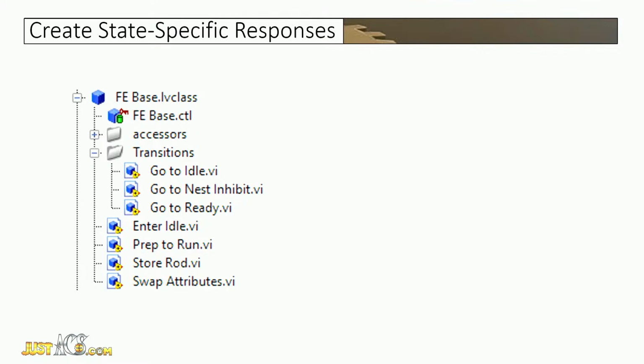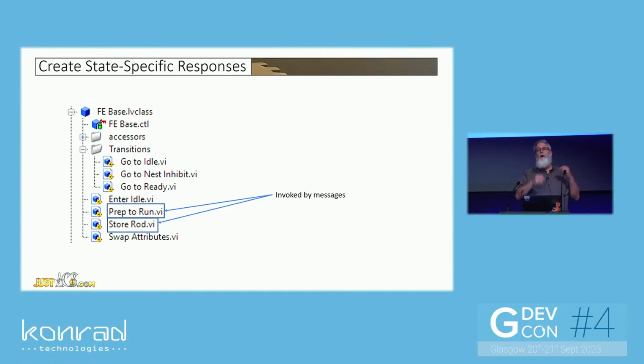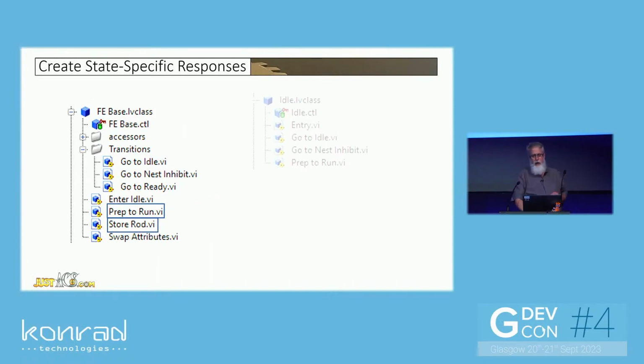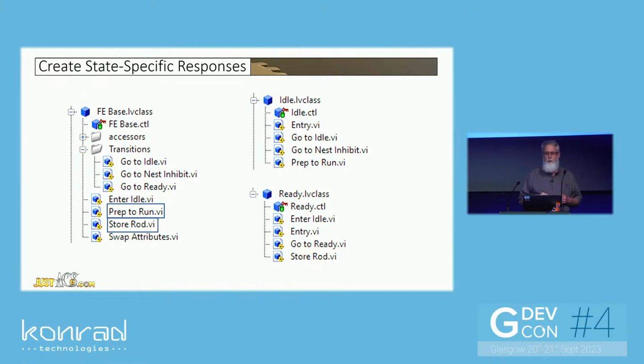So here's that class again. Some of my methods: there's prep to run, and there's store rod. Those are my two dynamic dispatch methods, where I want to do something different depending on my state. So now I make two child classes, one for idle, one for ready. And you'll notice that idle implements prep to run because prep to run is only valid in the idle state. Ready implements store rod because we can only store rod if we're ready.